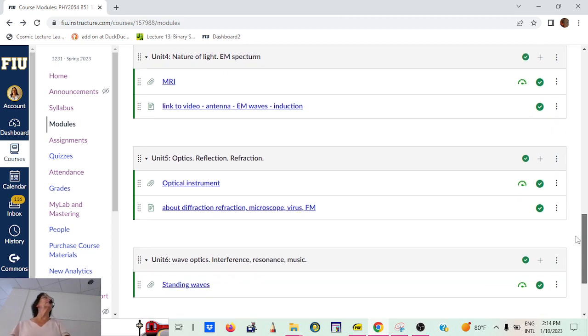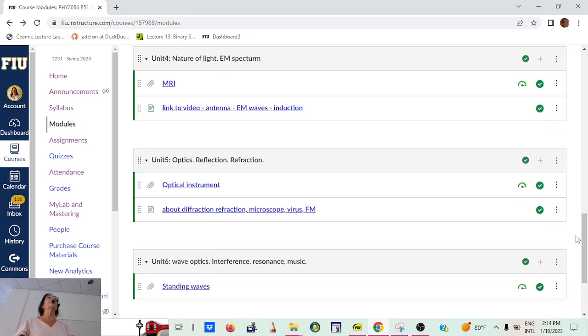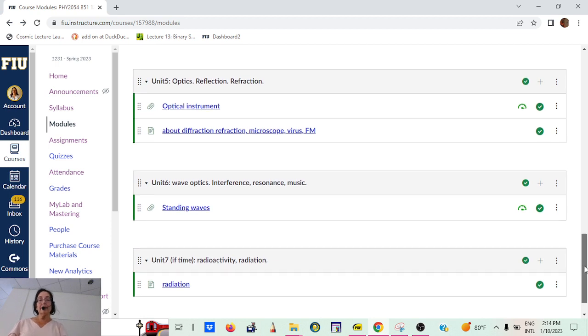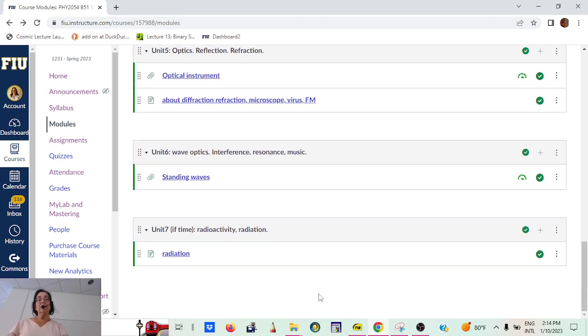Then we'll go to optics, a lot of applications, whether you are using a microscope or you want to understand the human eye. Then we'll talk about waves, and the best part, I leave it for the end. I hope to get to that. That will be nuclear physics.